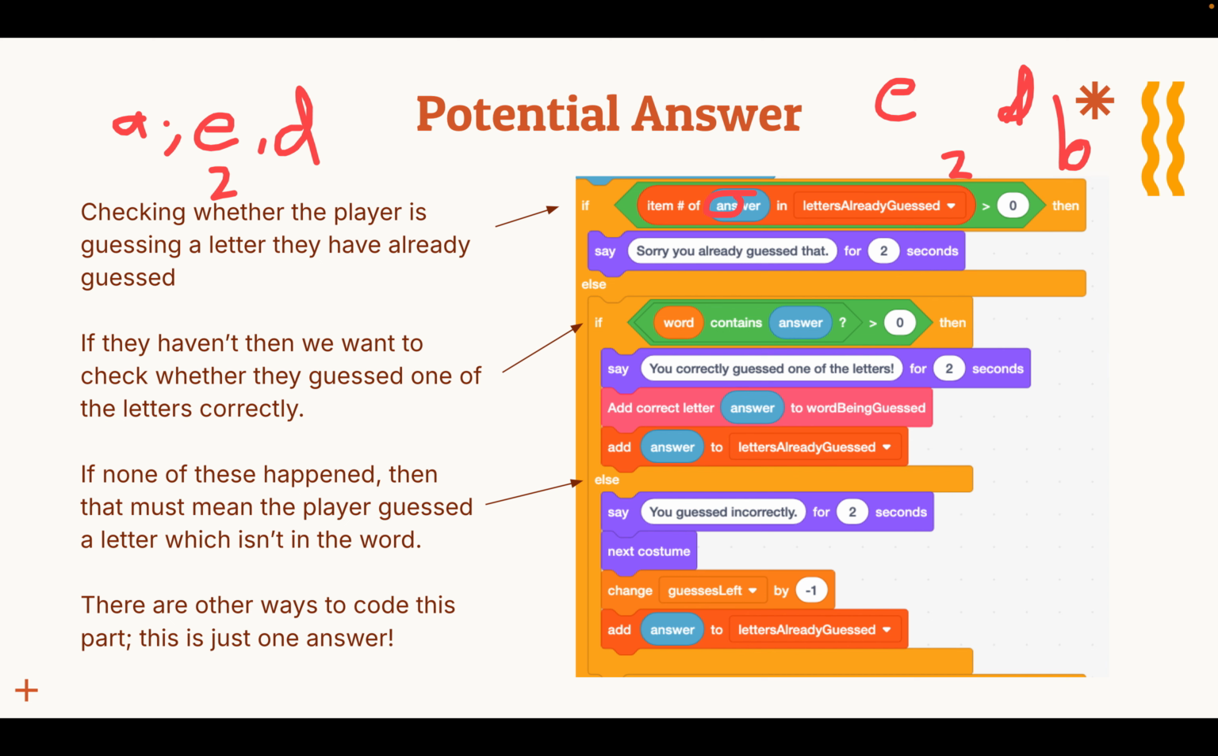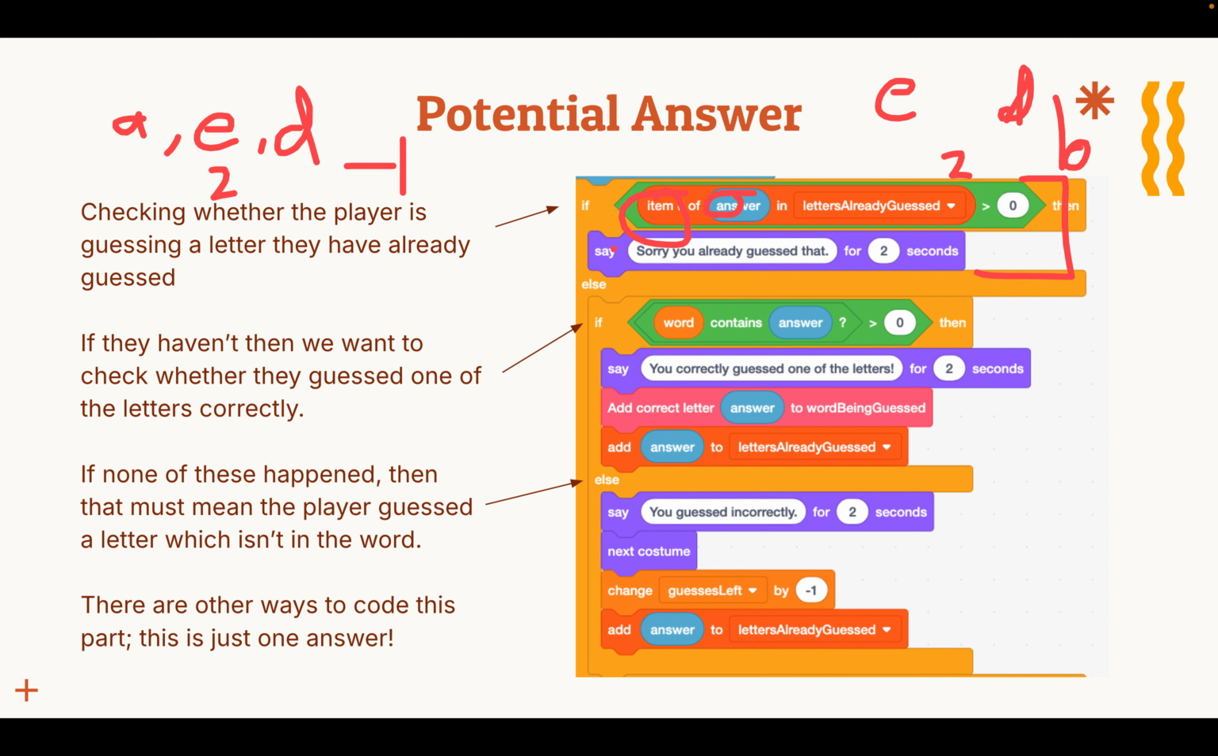There is no B in this list, right? So there isn't actually an item number for it. So therefore it's not actually greater than 0. Technically speaking, if you guess a letter which is not in the list, you get -1 as the item number. And -1 is not greater than 0. So this is checking for if the letter has already been guessed by the player.